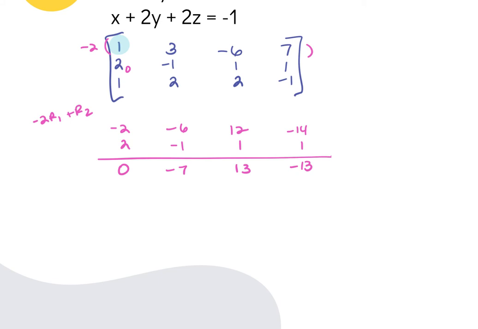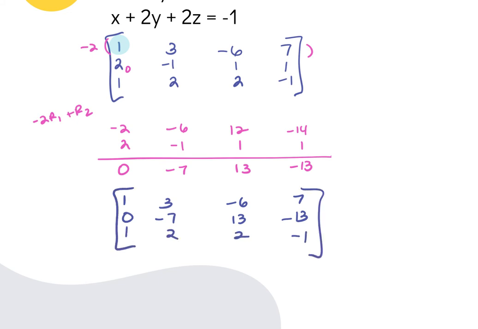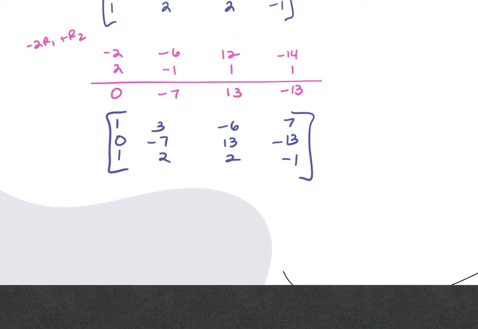Now, because I use row 1 and row 2, I can replace either of those rows with it, but I wanted row 1 to have the 1 there, so I'm going to keep row 1, and I'm replacing row 2 with what we just got. All right, 1, 2, 2, -1. All right, then I want to work down again. I want to get a 0 where the 1 on the bottom is.